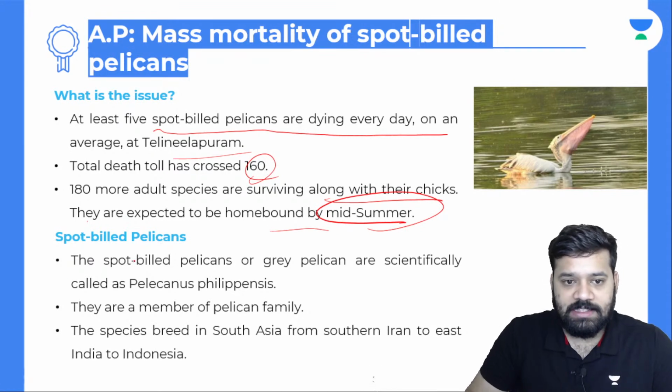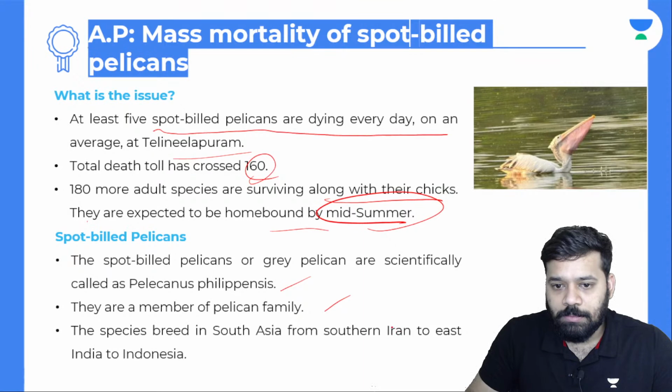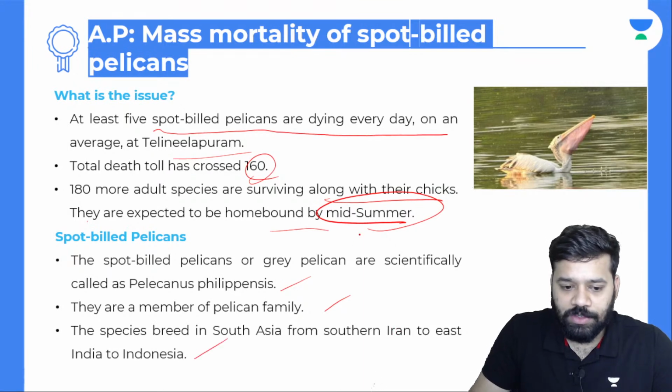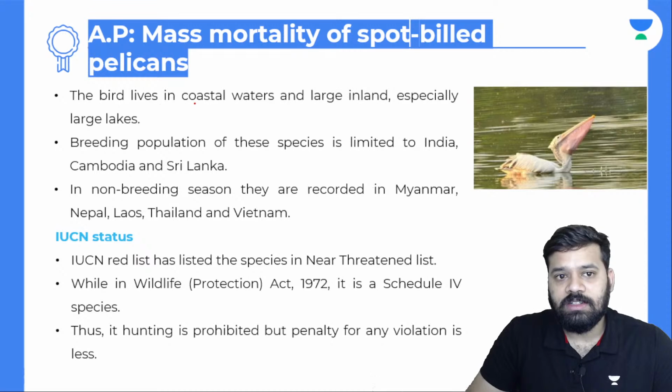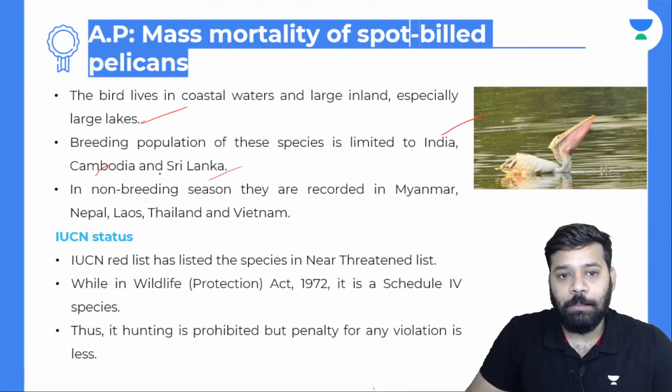About the spot-billed pelicans, they are also called gray pelicans. They are scientifically called Pelecanus philippensis. They are a member of the pelican family. The species breed in South Asia from southern Iran to East India to Indonesia. The bird lives in coastal waters and large inland waters, especially large lakes. Breeding population of this species is limited to India, Cambodia, and Sri Lanka. So these spot-billed pelicans breed only in India, Cambodia, and Sri Lanka. In non-breeding season, they are seen in Myanmar, Nepal, Laos, Thailand, and Vietnam.